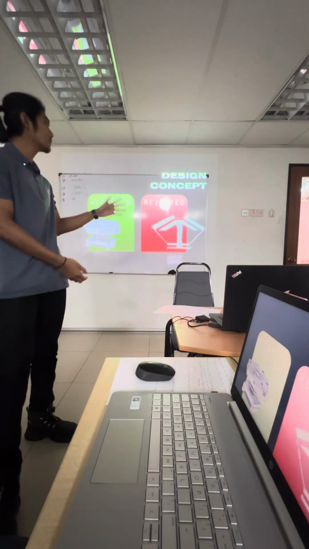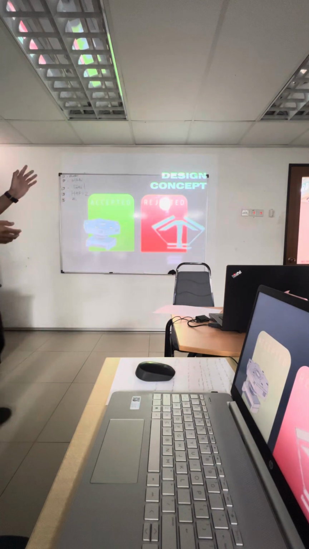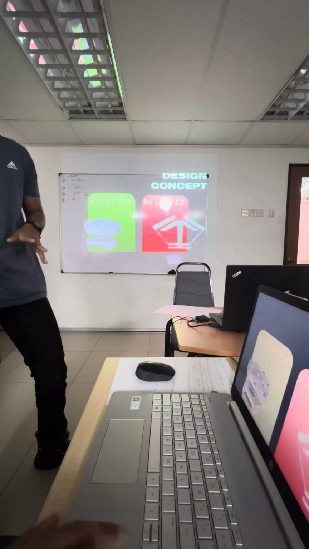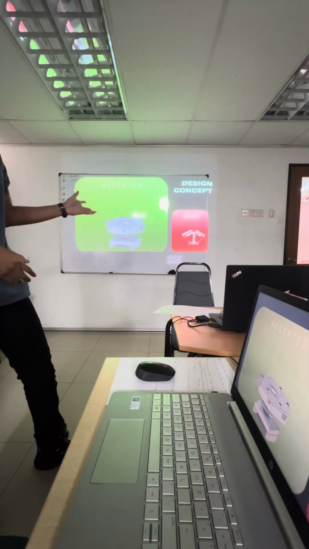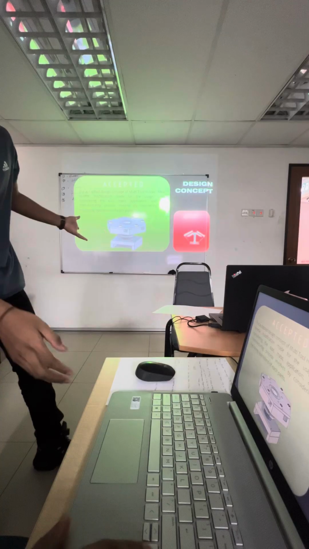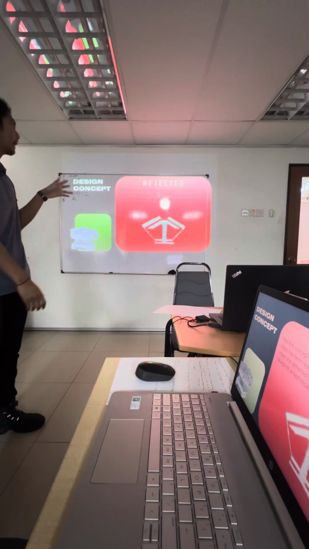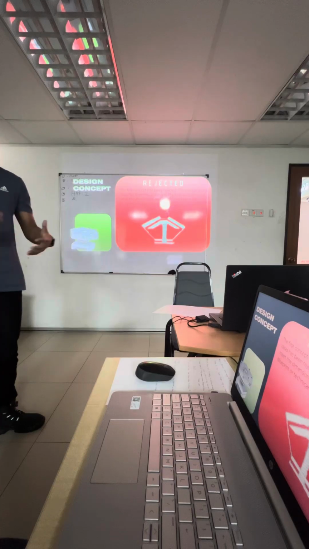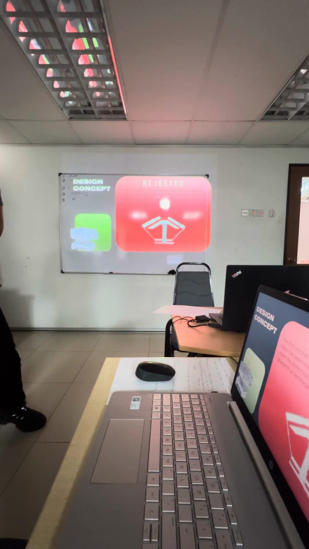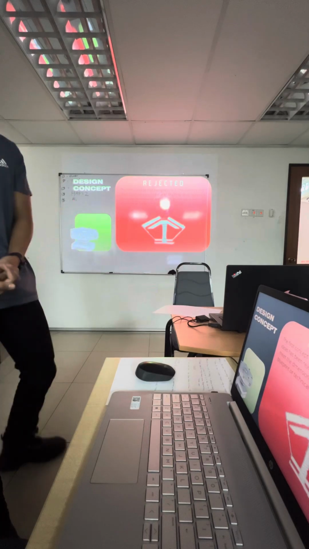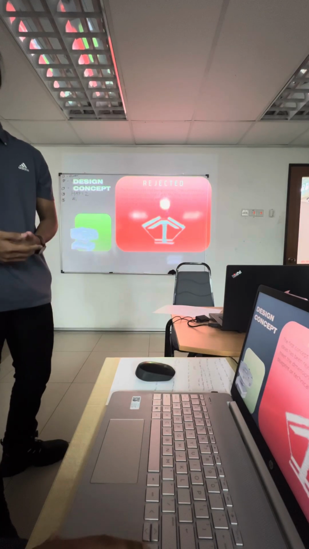For the design concept, we have an accepted and a rejected concept design. So this is the accepted design, and this one is rejected. The idea was rejected because several important requirements were not fully met. That's the reason why this design was rejected by our lecturer.